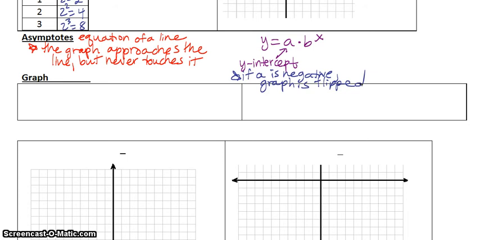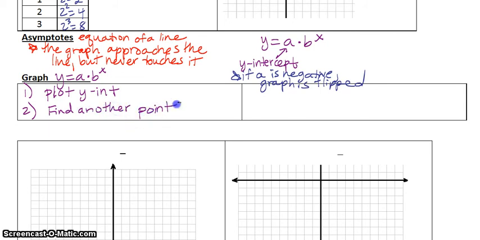Alright, so in general, here's how we're going to graph our y equals a times b to the x. We're going to first plot the y-intercept, then we're going to find another point, and really, you can find any point you want to. I just suggest that you use x equals 1 just because it's going to be the easiest. But really, you can find any other point you want to. After that, we're just going to draw in the general shape, and we're going to find the domain and range.